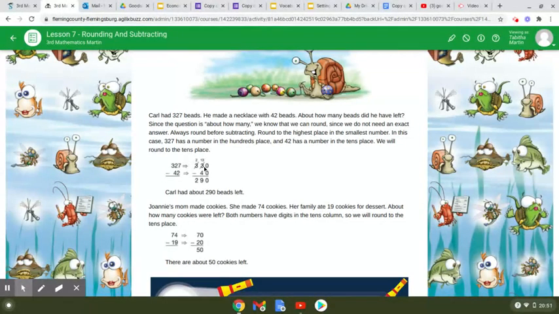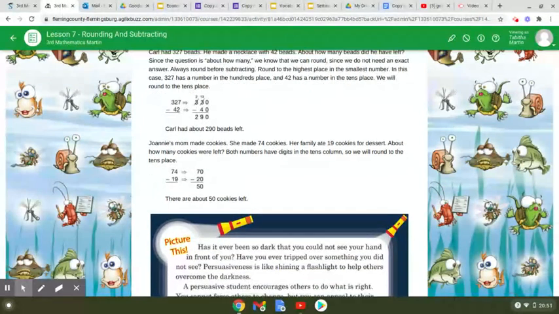Now, can we take 3 minus 4? No, we can't. So we're going to have to borrow. So we take a 10, or we take 100 away, and that makes it 200. Then we put the 10 over here to make it 13. Okay, so we have 13 tens now. So 13 minus 4 is 9. And then 2 minus nothing is 2. So Carl had about 290 beads left to make more necklaces.